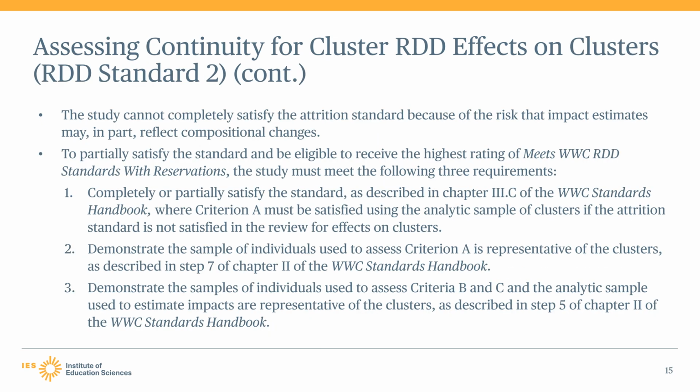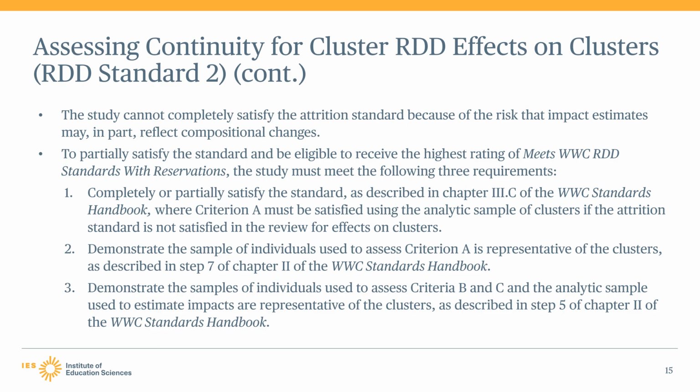When reviewing cluster RDDs for effects on clusters, the study cannot completely satisfy the continuity standard because the impact estimates may partially reflect changes in cluster composition. For a study to partially satisfy the continuity standard when reviewing evidence of effects on clusters, the study must meet the following three requirements. First, the study must at least partially satisfy the continuity standard. Criterion A of the standard must be satisfied using the analytic sample of clusters if the attrition standard is not satisfied in the review of effects on clusters.